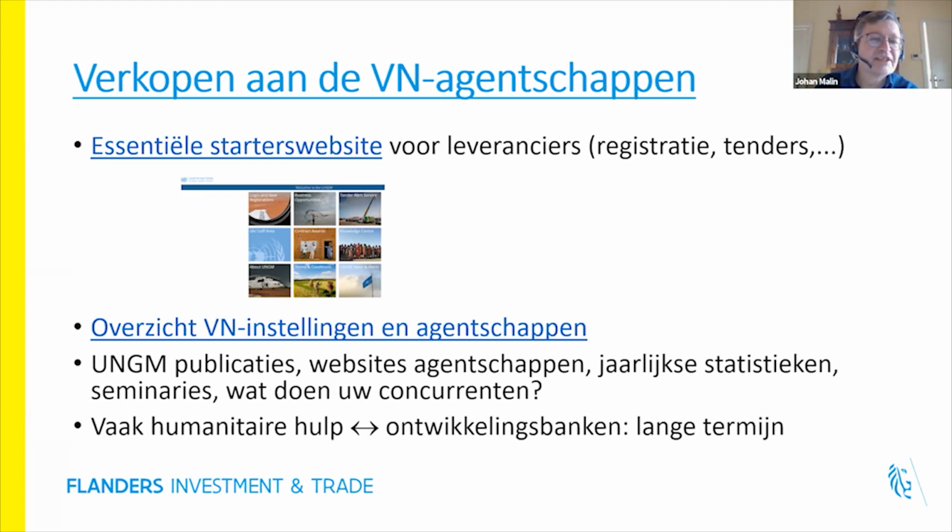The starters website, click on it. It's very clear how you have to work with that. You have a tab to register yourself for the United Nations systems, for all agencies, by the way, because this is a centralized database. You have a tender alert service, you have a lot of documentation. You can go through the statistics of what is sold to the United Nations, agency by agency, by products, by country. So this is definitely the place to start your overview.